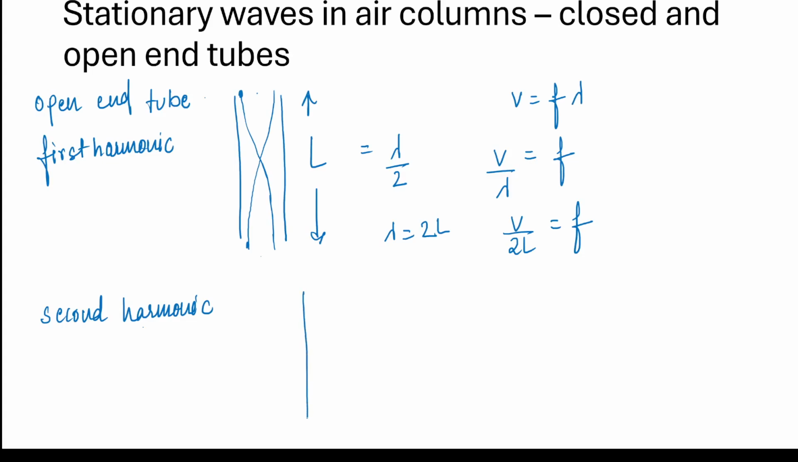Let's say the length is still L, so length is not changing, but it is higher frequency, it is higher pitch. So what would the loops look like? Something like this. So this is again L. In terms of wavelength, this distance is lambda over 4, antinode and node, node and node, lambda over 2, node and antinode, lambda over 4.